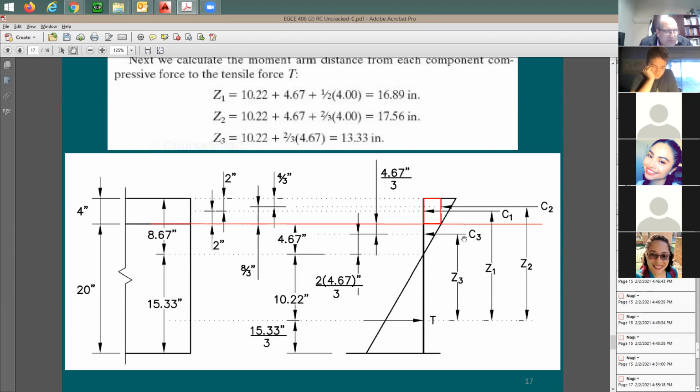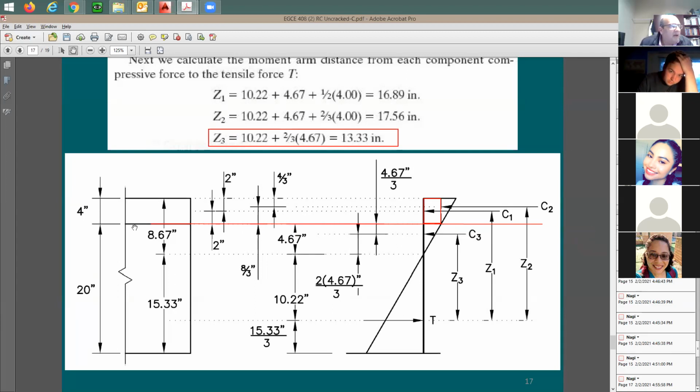The centroid of this triangle, C3, is going to be at 1/3 of this base, right? From here to there, the 4.67. So you take 4.67 divided by 3, which gives you the location of C3. And with that, you should now be able to find out Z3, which is right here. It's going to be like geometrical work that you need to work out.